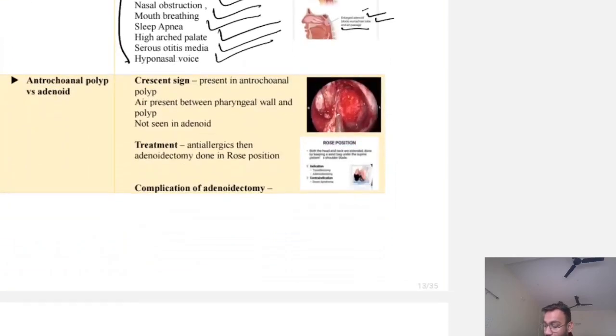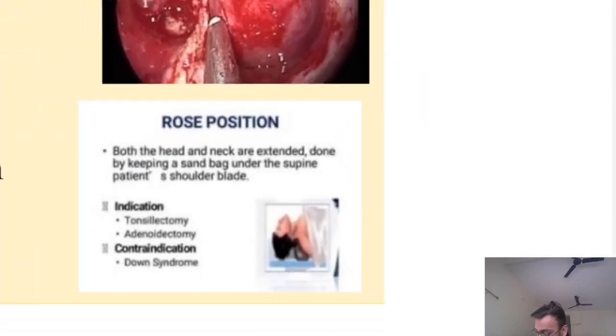and hyponasal voice. Okay. Now, how will you identify whether it is an antrochoanal polyp or adenoid? Because adenoid is a complete mass, it is solid. So there is no air present between the pharyngeal wall and the adenoid because it is solid. But in case of antrochoanal polyp, which originates from the maxillary ostium, there is air present between the pharyngeal wall and the polyp. It is not seen in adenoid hypertrophy. You can see this. Okay.